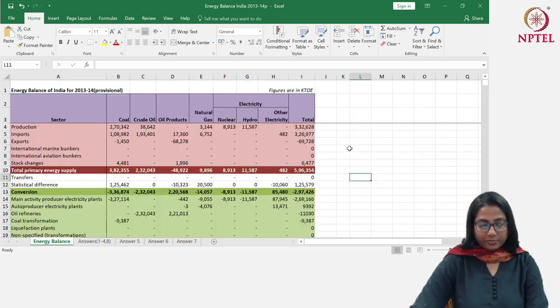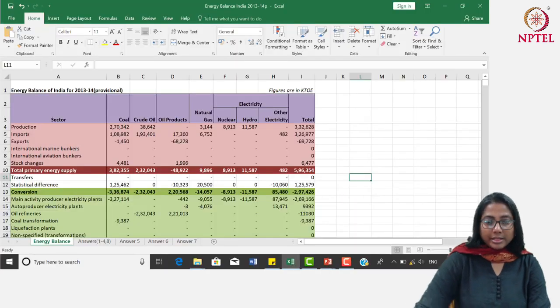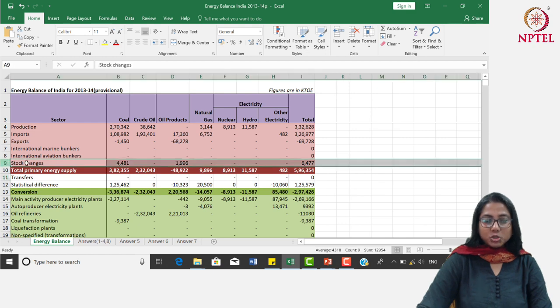Once we have this kind of information, let me have a look at the questions that we have to answer. The first question is: is there an increase in coal stock maintained in India in the year 2013-14 as compared to the previous year? So the question is, has the coal stock gone up or gone down in 2013-14 as compared to the previous year? Now we know that if we need to understand the change in the stock, we have to look at this particular row under supply, which says the stock change.